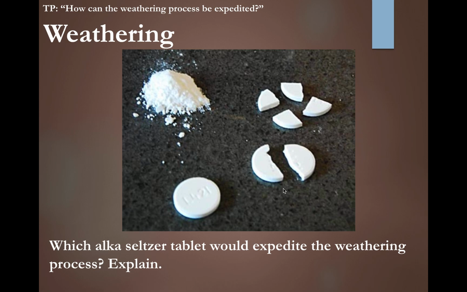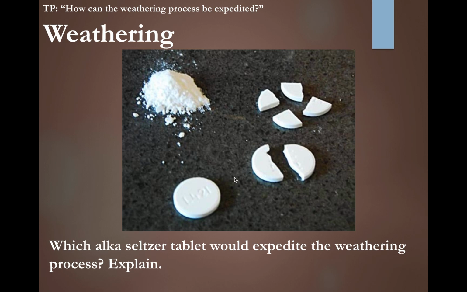So you can try this experiment at home. If you compare the times of dissolving, because these will dissolve, it would be the fastest for the powder and slowest for the whole tab. Right? Because what you're doing is you're exposing new surfaces for weathering to occur.